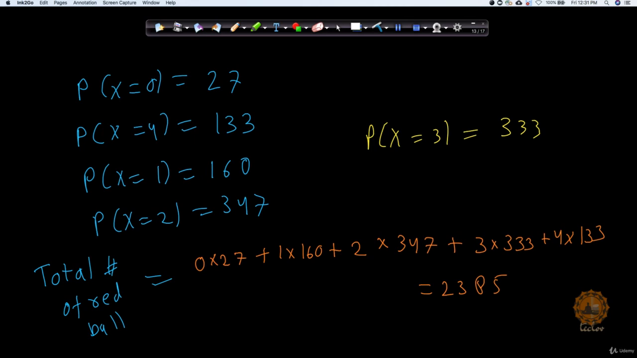So here 3 into 333, because you are drawing 3 red balls. 4 into this, because you are drawing 4 red balls, so multiply by 133, and you get 2385. This is the total number of red balls you are going to have.